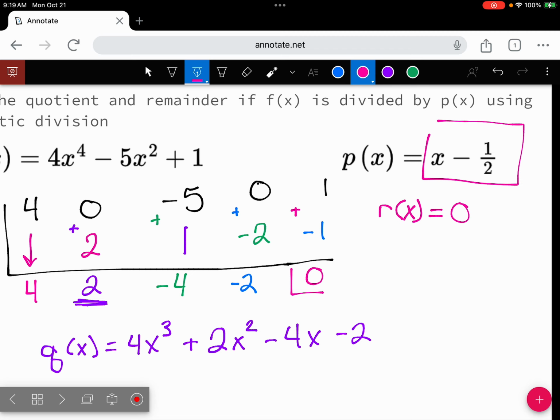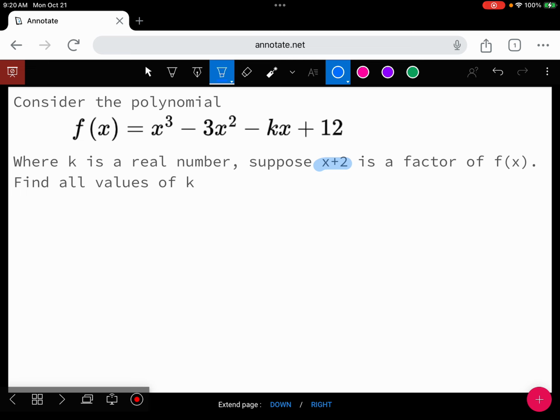Since it's a factor, what does that tell us about the polynomial? The remainder would be 0 when we divide that out. So what is the root for this piece again? Negative 2. When x is negative 2, we know that the remainder is 0. That's the same thing as saying f of negative 2 is 0, because that remainder is the same thing as that value.